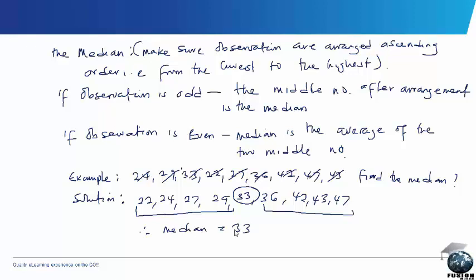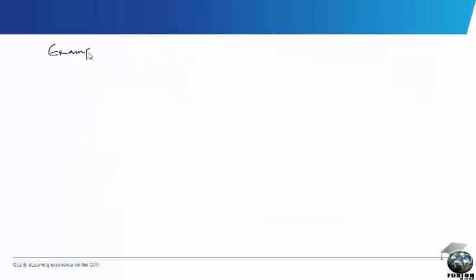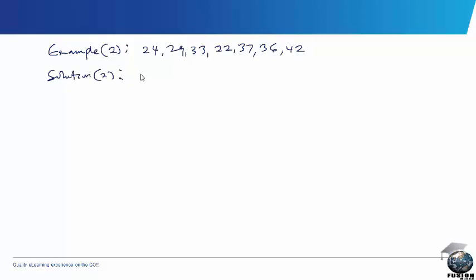And suppose it is an even number, how do we find the median? Okay, we'll take a second example, example 2. Suppose it's an even number. You are given 24, 29, 33, 22, 37, 36, and 42. Alright, solution to the same thing we did above. You arrange in ascending order. You have 22, 24, 29, 33, 36, and then 37 and 42.